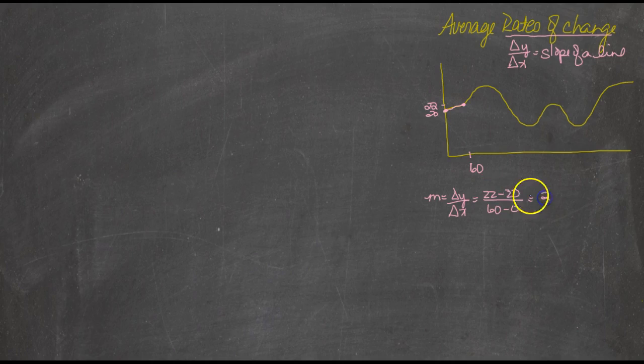So that's 22 take away 20, and 2 over 60, which equals 1 over 30, which represents 1 degree per 30 minutes. Or 2 degrees per hour, if I want to write it using this form, depending on how I want to talk about it. The point being that the slope equation will tell me what the change in temperature from some starting point to some ending point is. And it's the average change in temperature.